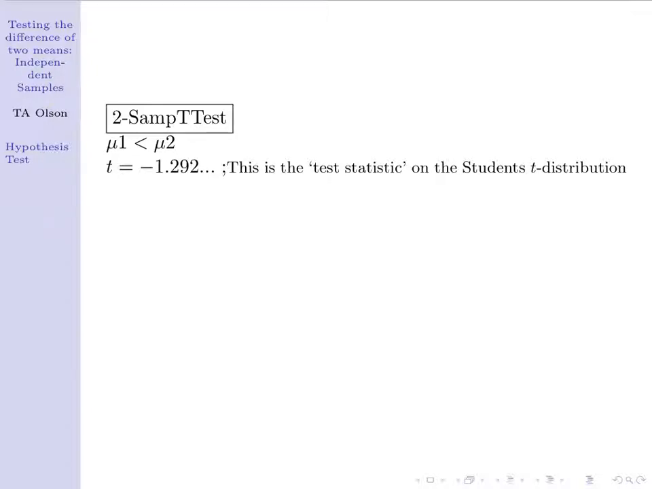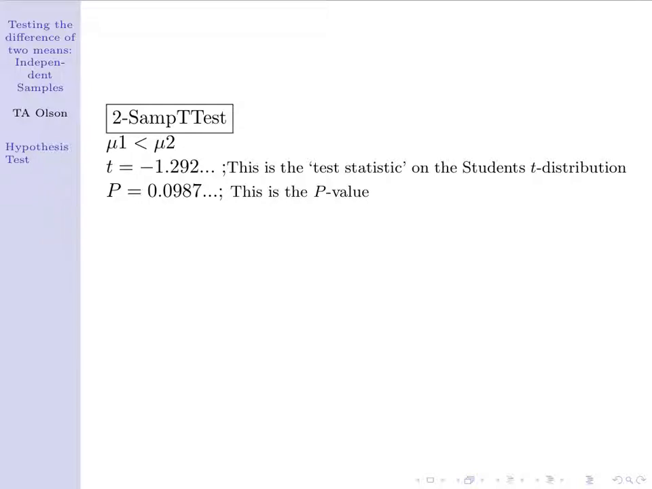The first number under this is going to be t is, I got about negative 1.292 and a bunch of other digits. This is our test statistic. This has to do with our student's t-distribution. Right? It tells me that the value that we got is going to be right here, and the p-value is going to be this area that we got under here, for a student's t-distribution for a certain number of degrees of freedom.